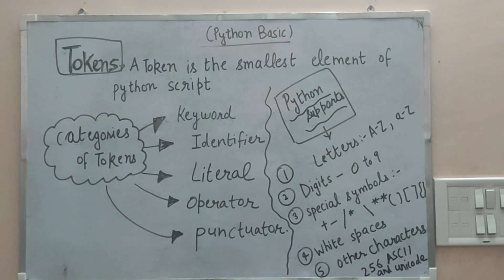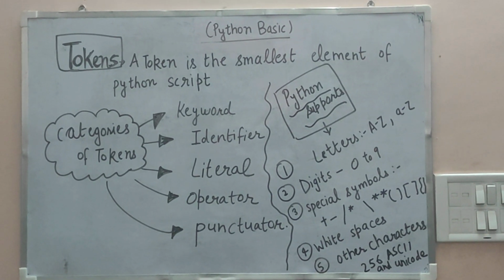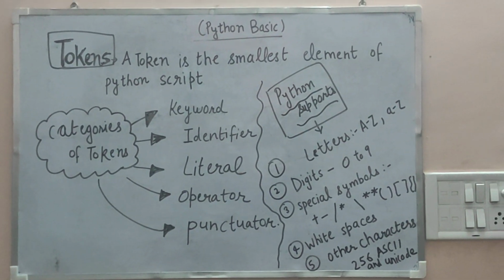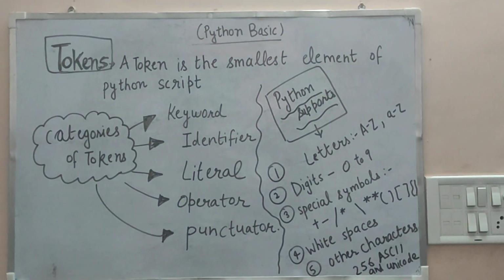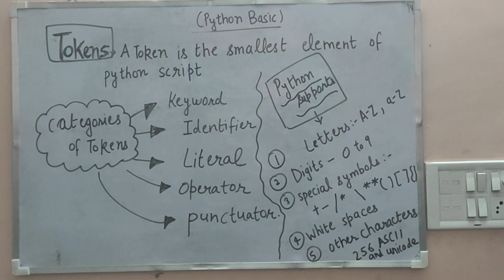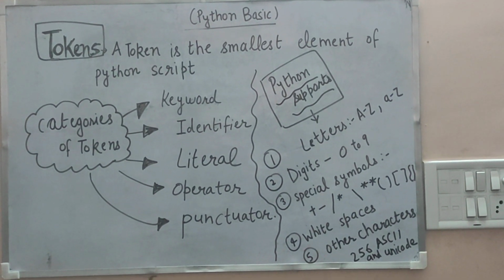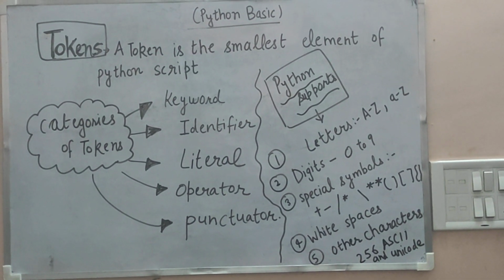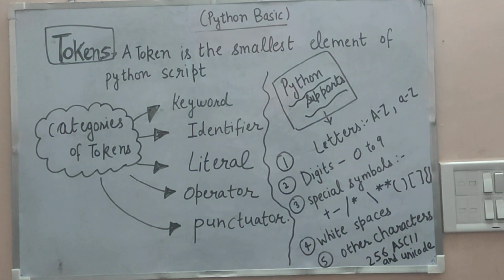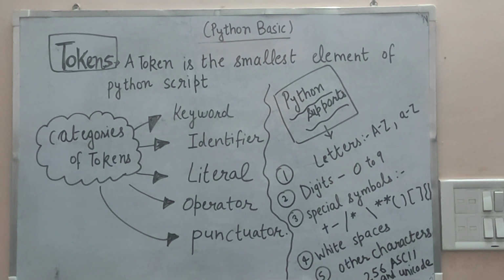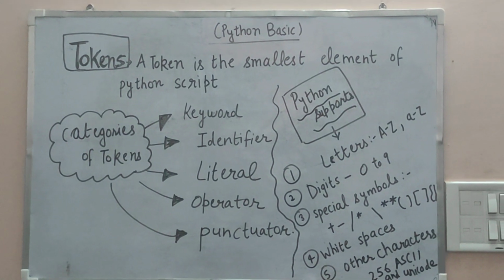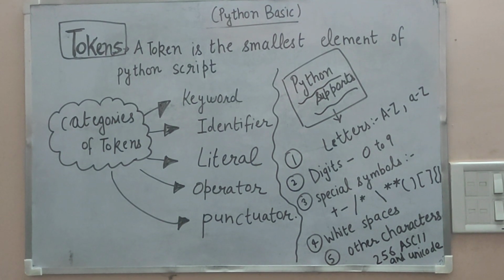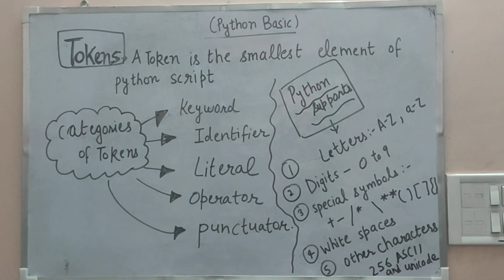keep this in your mind that it is just the smallest element of a Python script. Smallest element means, suppose I'm talking about our body, it is made up of many tissues and tissue is made up of many cells, right? So the cells in our body are termed the smallest element. Similarly, in Python the whole script is prepared by small tokens, and a token is basically the smallest element of a Python script.